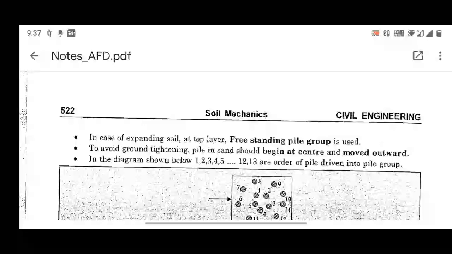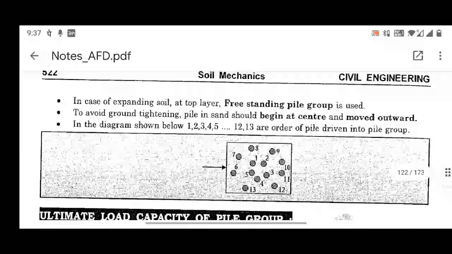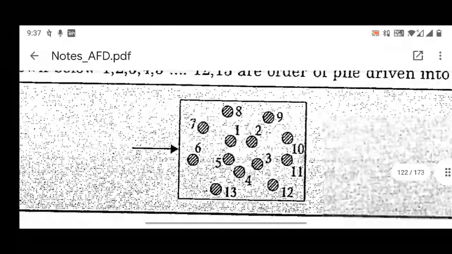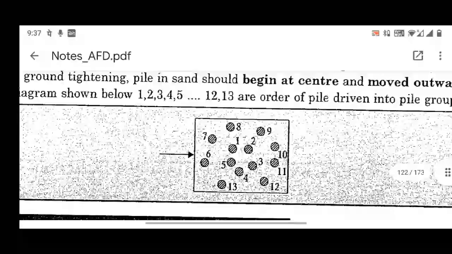Now in the diagram shown below, you can easily see how the piles are installed in a pile group in case of driven piles. You can easily see from this figure where the first pile has been installed. This is like a circular pattern. First pile has been installed here, then second, then third, fourth, fifth, then moving outwards 6, 7, 8, 9, 10, 11, 12. Right.